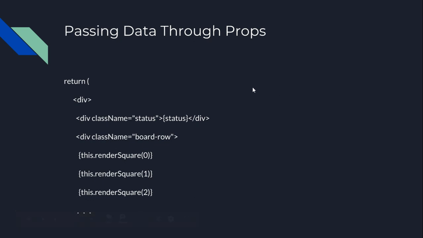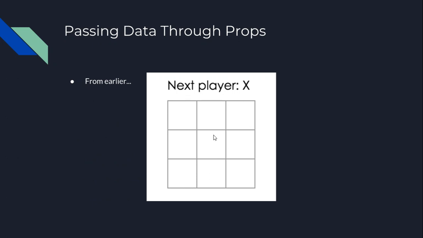So now let's get to passing data through props. Here is some code within the board class, which under the return and the div, shows the class name, which is board row, and it also calls this function renderSquare with numbers 0, 1, 2, 3, and it continues all the way to 9. And so here we're trying to make each square show numbers from 1 to 9.